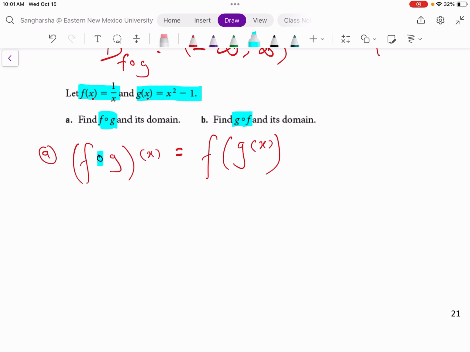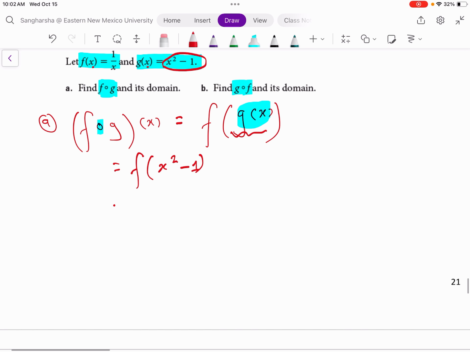Okay, now after this it's going to be substitution. So here we will substitute our g of x. What is g of x given to us? x squared minus 1. So we have f as it is. For g of x, we substitute x squared minus 1. Okay. Next, we need to find f of x squared minus 1.